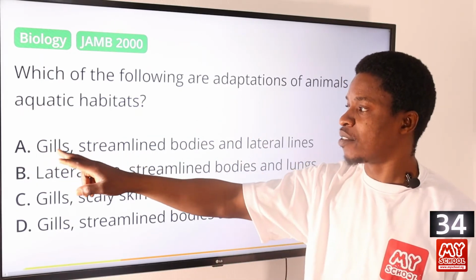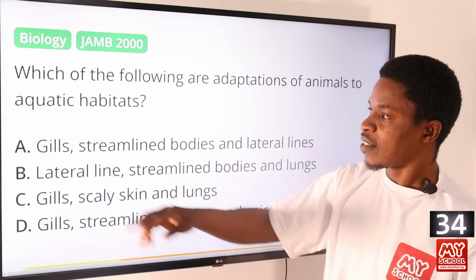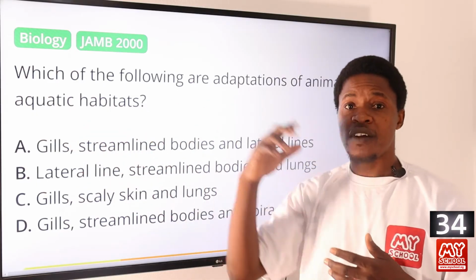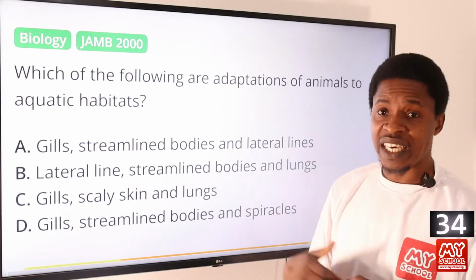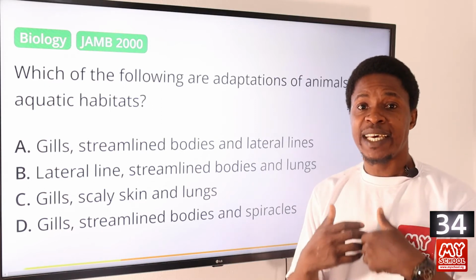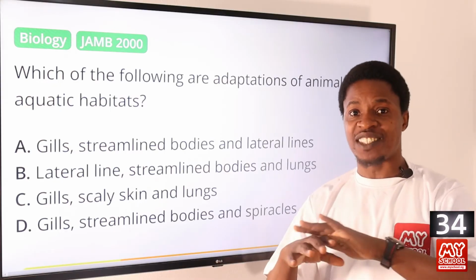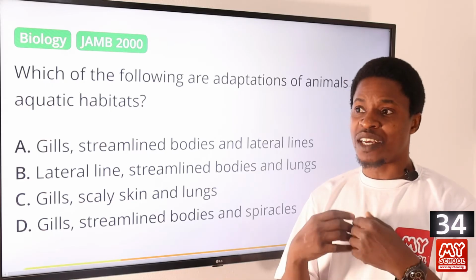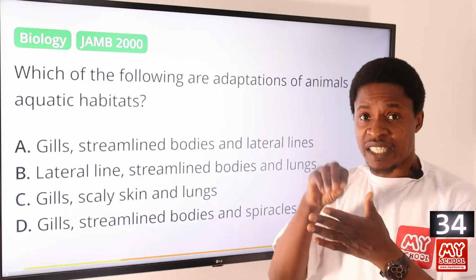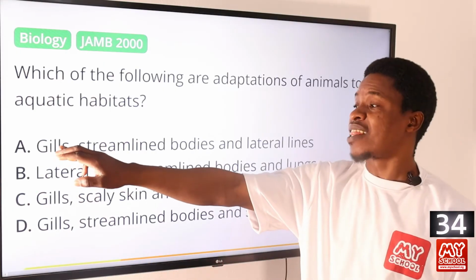Option A says gills, streamlined bodies and lateral lines. Gills actually help in the respiratory system because they are the respiratory organ of fishes and the organisms that we have in the water. They regulate the oxygen that is taken in by the fishes. Don't forget we have dissolved oxygen present in the water. If that is not there, like when we talk about oil spillage, which hinders the dissolved oxygen, animals in the water need oxygen to survive. So the gills actually help them to survive, because without that they cannot adapt.